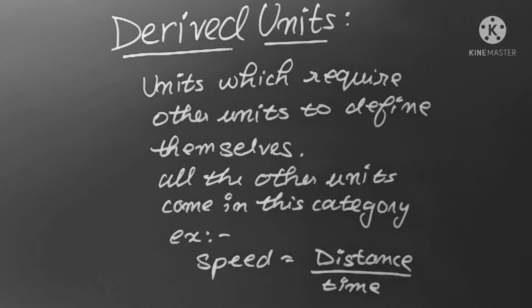The second unit is derived unit. Units which require other units to define themselves are called derived units. All the other units which are not in the fundamental units come in this category. For example, let's take speed. The formula of speed is distance upon time. Distance we know is length and time we know is small t, which we used in the fundamental units. Hence, speed is a derived unit.